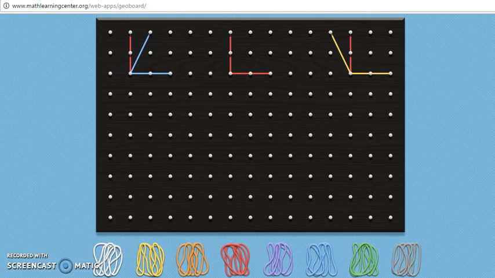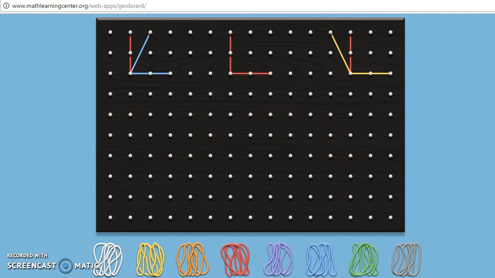First, we will create right angles with pairs of red rubber bands. Right angles are 90-degree angles and have an L-shaped look to them. Here we have created a right angle, a 90-degree angle, by using two red rubber bands. Here are a few more right angles made with rubber bands. Although they look different, they all create an L shape, a 90-degree right angle.